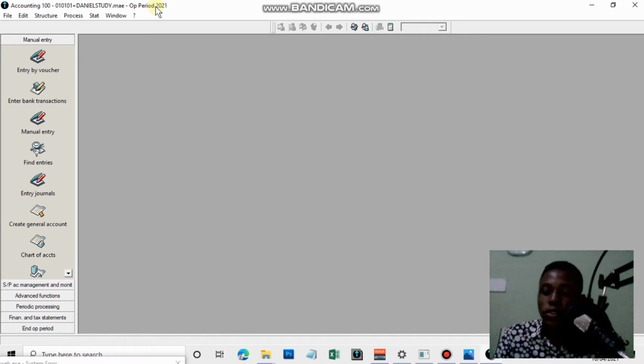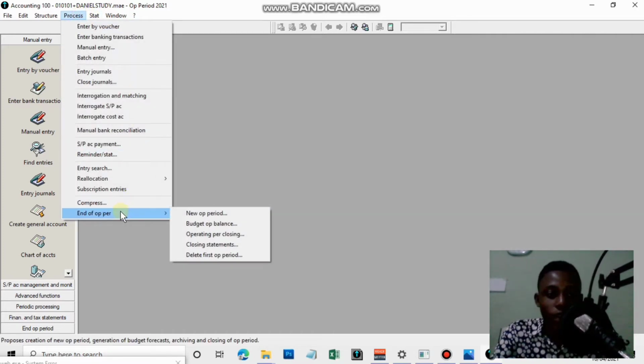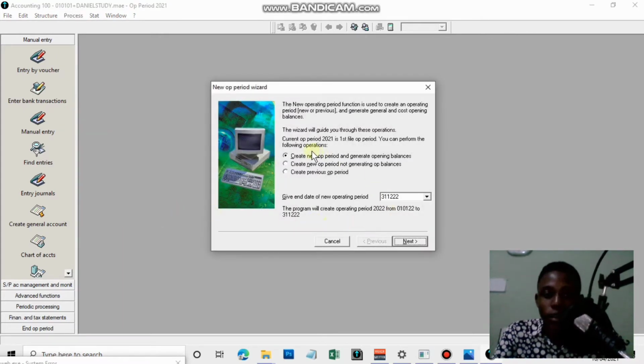So that's the way they mostly operate. The first thing that we're going to do is close it without generating, so that those debts and credits also appear in 2022, before we get back to 2021 and generate the operating period report. So we come on process, then end of operating period, open a new operating period. You come here on create a new operating period, not generating the operating balances. That's the first thing that you do.